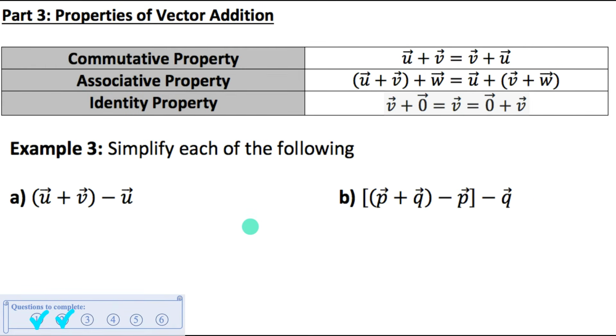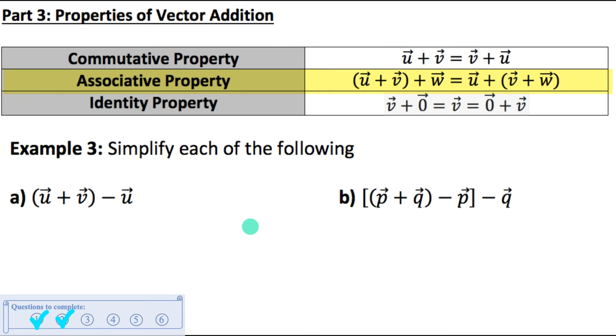Let me go over some properties of vector addition with you. The first property, the commutative property, states that vector U plus vector V equals vector V plus vector U. When you think commutative property, think about moving. In an expression where vectors are being added, you can move around the order of the vectors and it still equals the same thing.